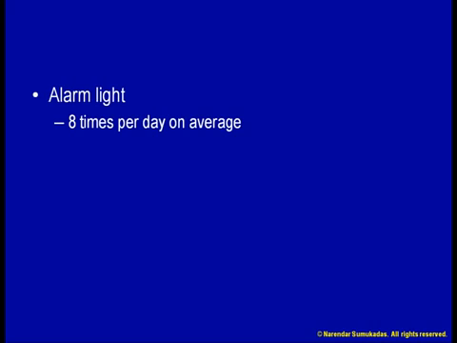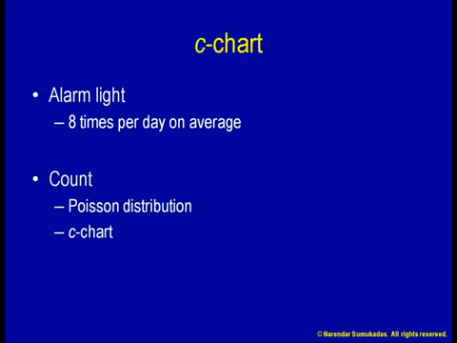But suppose I know that the light went on 12 times today. Do I know how many times it did not go on? I have no idea how many times the light tried to go on, but said, "Oh, forget it," and went back to sleep. So I have a count, but not a proportion. This kind of data follows a Poisson distribution, and the appropriate chart to plot is a C-chart.